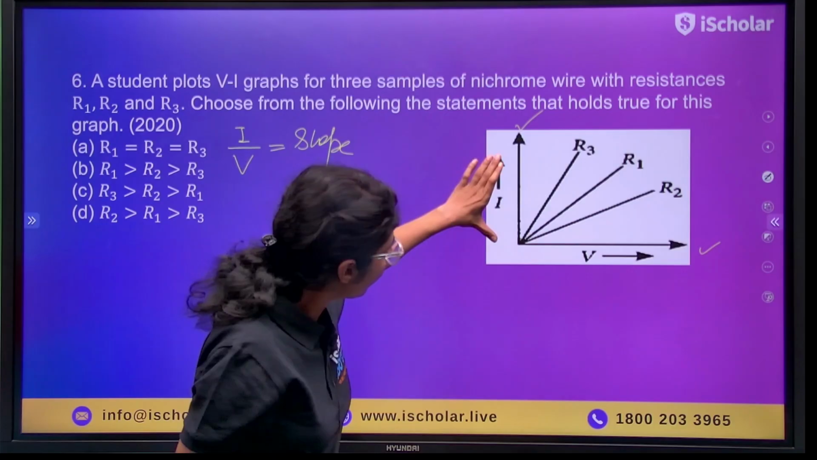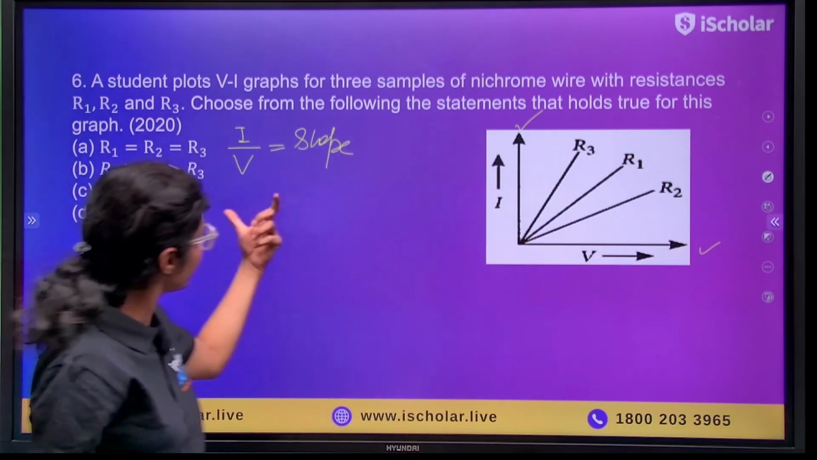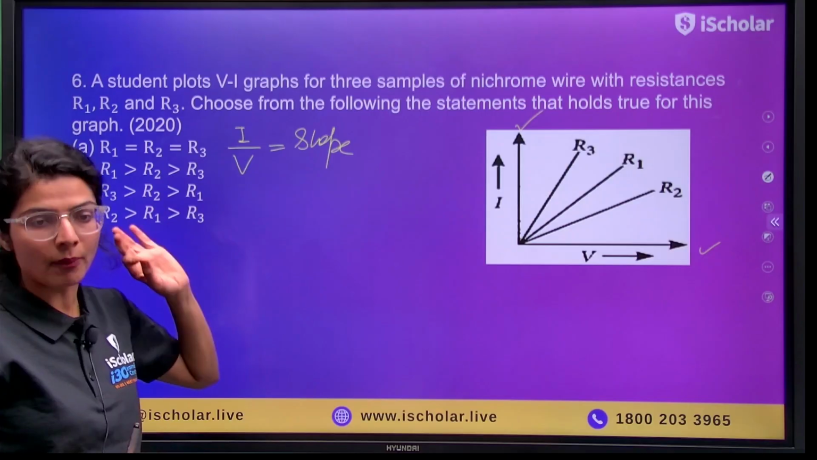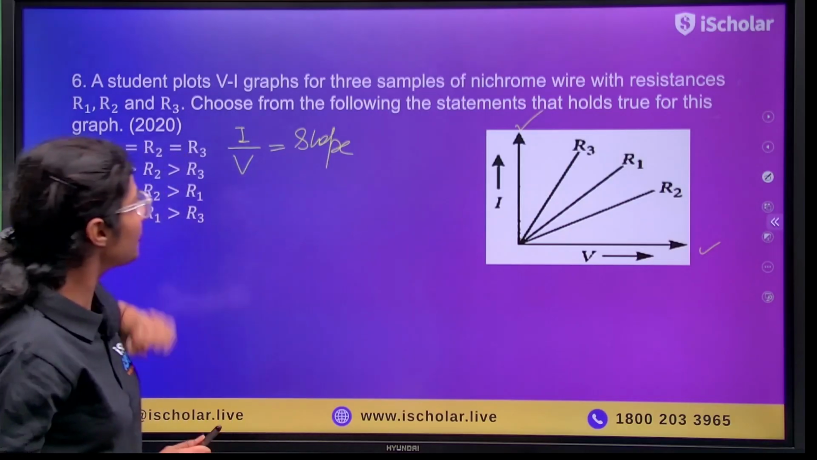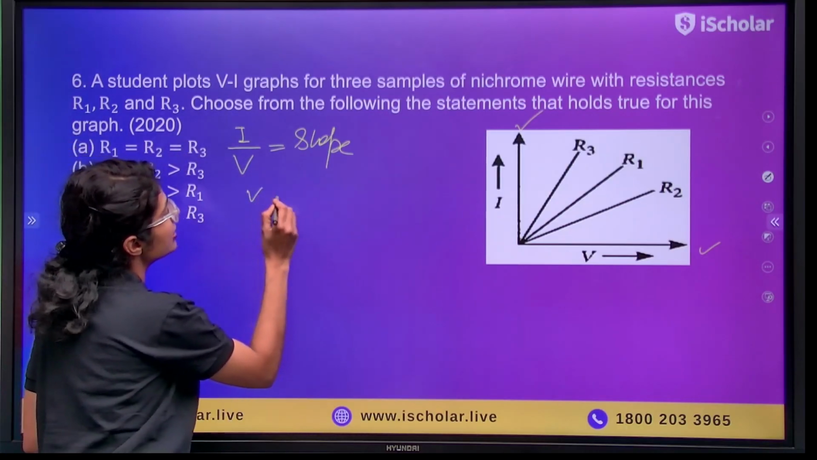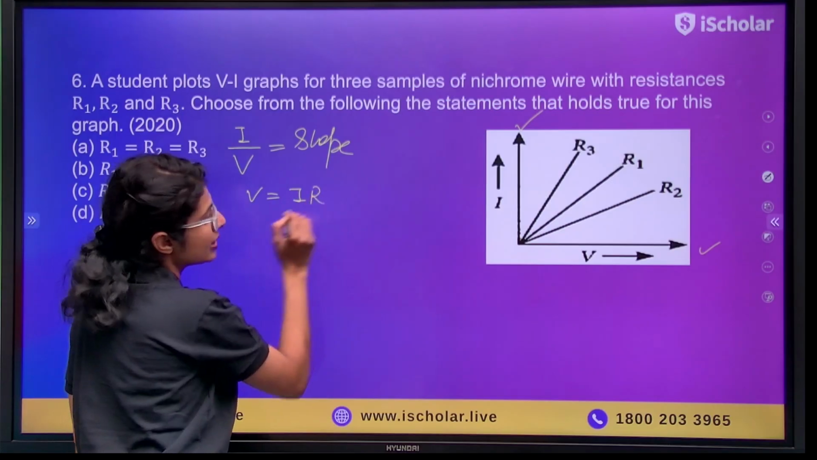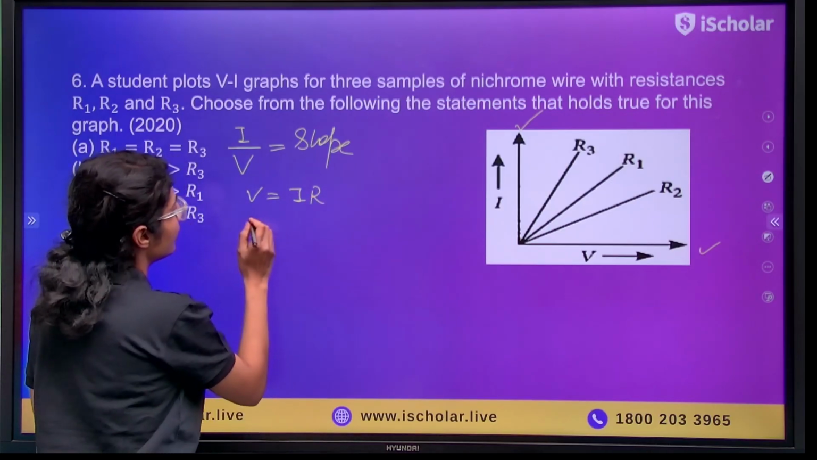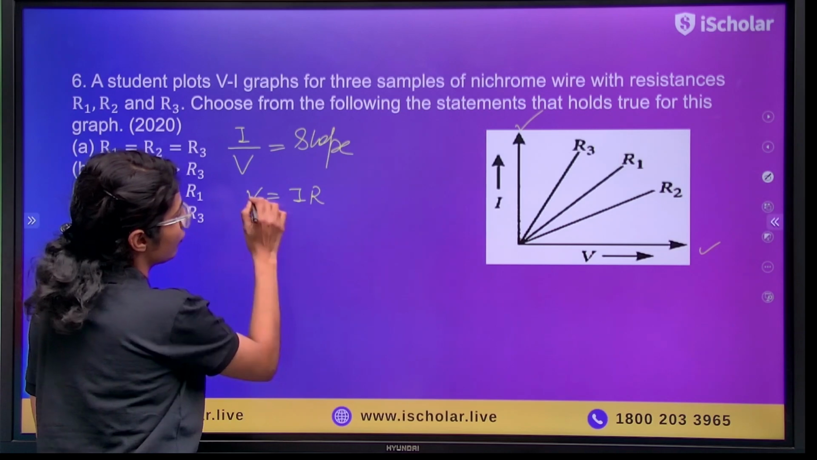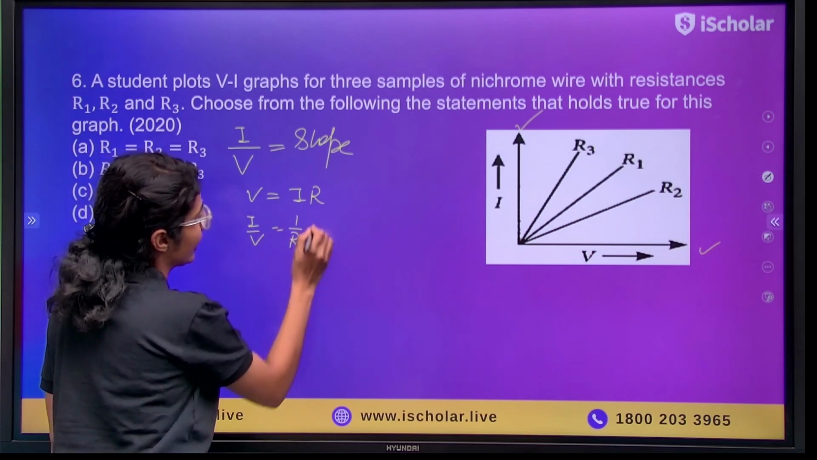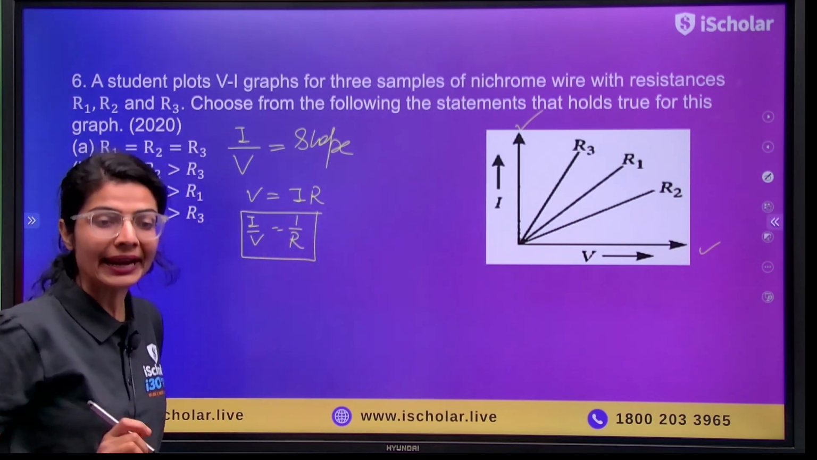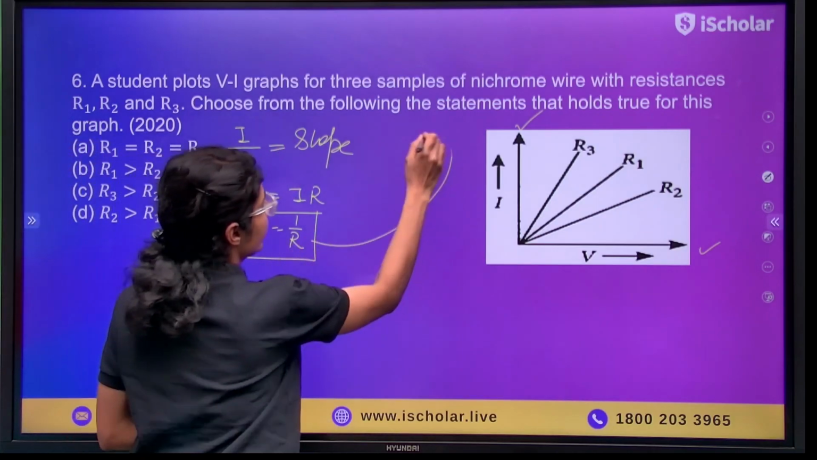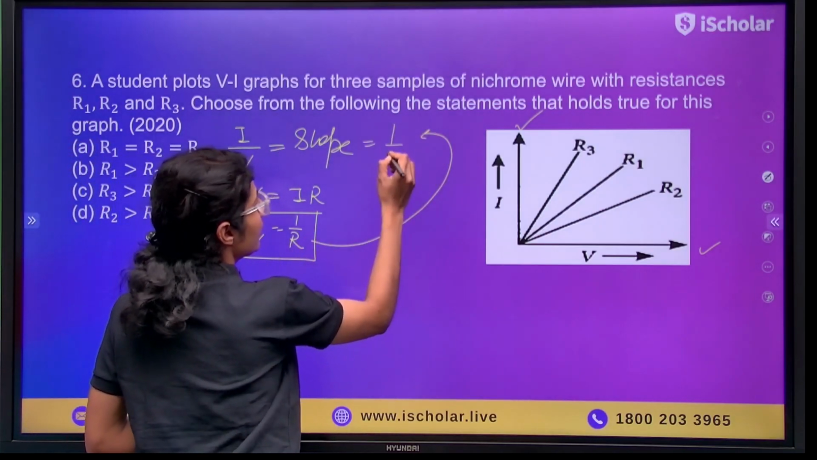Now use the formula and tell me what it would be. Whatever is on the y divided by whatever is on the x gives us the value of slope. Now using the formula, tell me what would be this value. We know that the formula we have is Ohm's law, which is V equals IR. From here, I can simply see that the current divided by the voltage is equal to 1 by R. So can I say that the value of the slope is 1 by R?